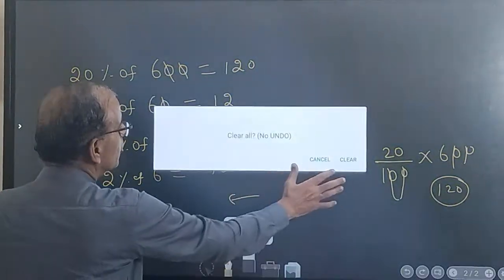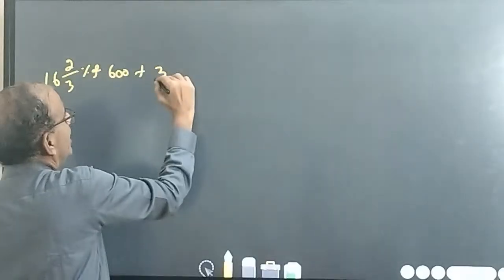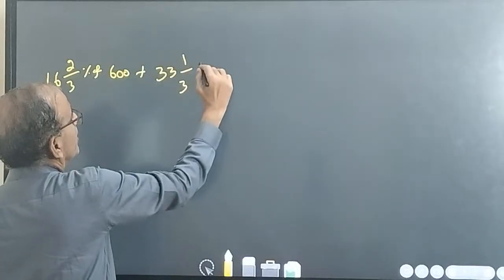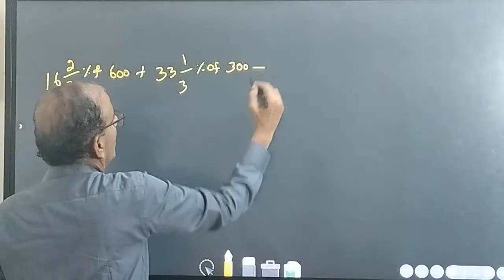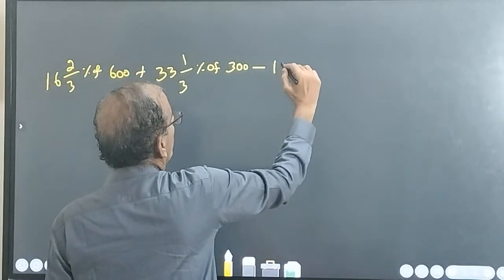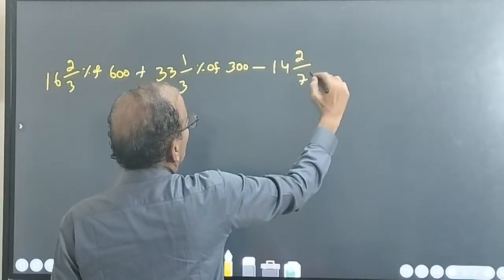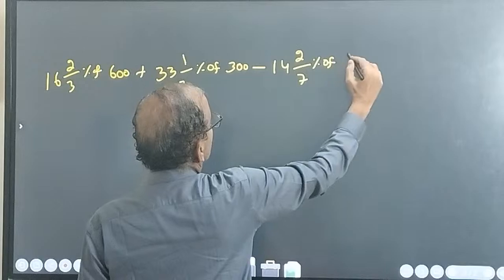Why this method is very useful? I'll tell you. See, a simplification question comes. How it is? 16 2 by 3% of 600 plus 33 1 by 3% of 300 minus 14 2 by 7% of 700.